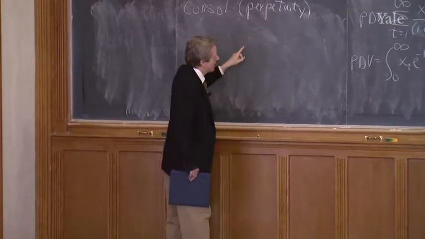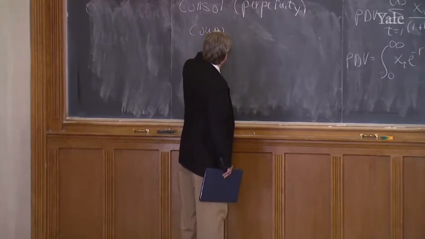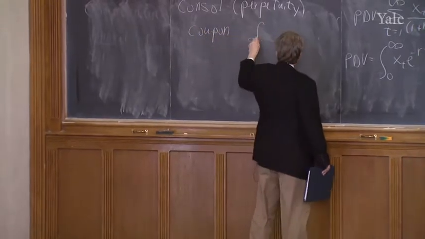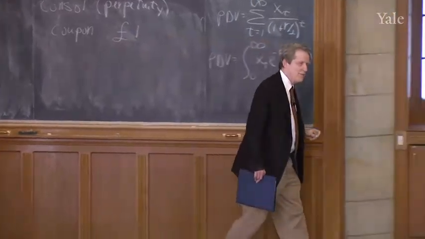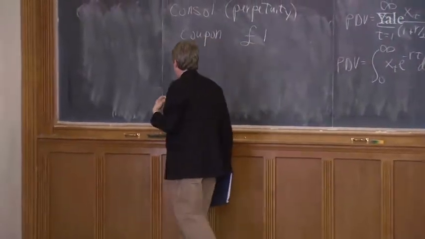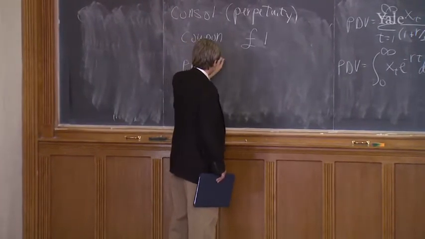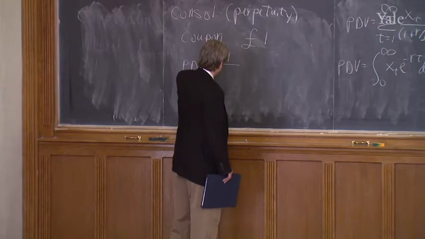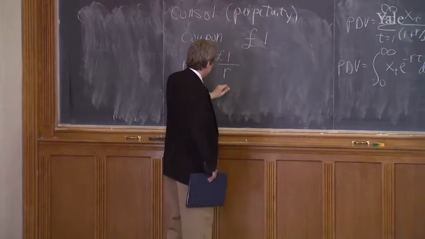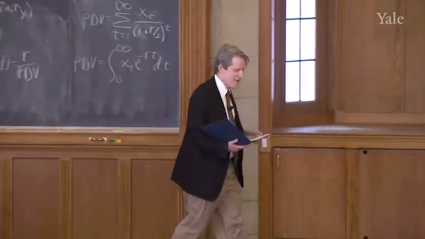Now we'll call the amount that the console pays its coupon, okay? And let's say the coupon were £1 per year. If it was paying £1 per year and we're using annual coupons, annual compounding, then the present discounted value is equal to £1, okay, over the interest rate.